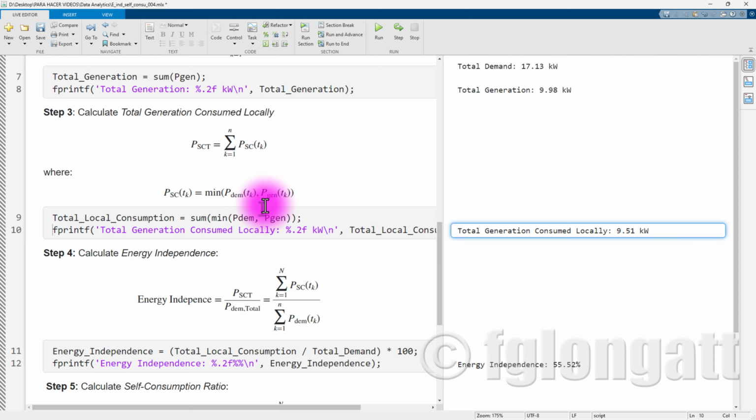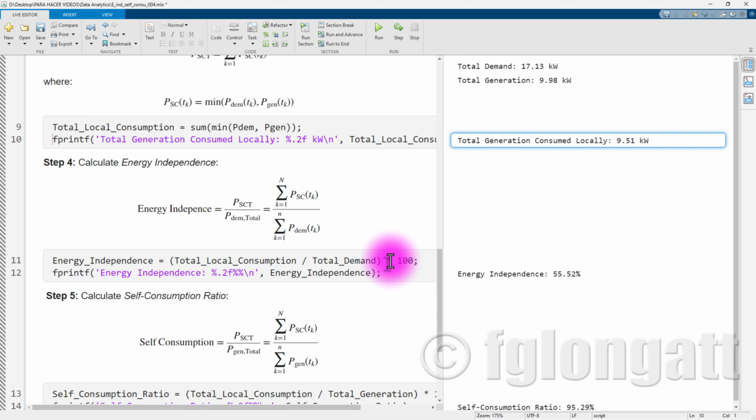So using this equation, the minimum between the power demand and the power generation, we obtain that the total generation consumed locally is 9.51 kilowatts.